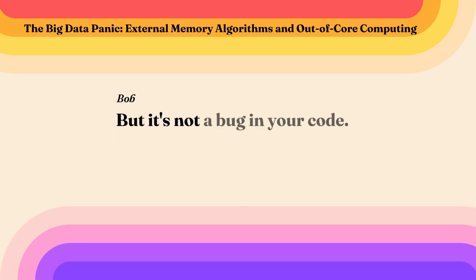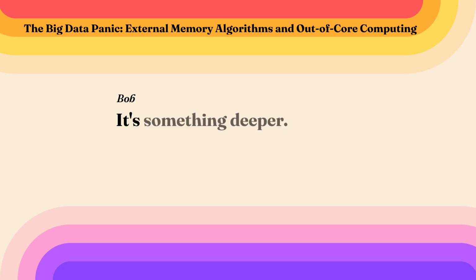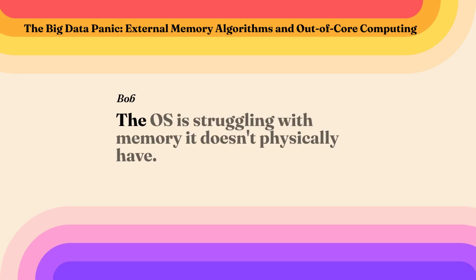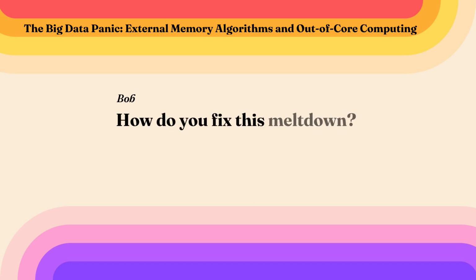Yeah, it feels like everything's broken. Exactly. But it's not a bug in your code, not usually. And it's probably not your CPU being too slow either. It's something deeper. The OS is struggling with memory it doesn't physically have. So for you, the self-taught programmer out there, what's going on? How do you fix this meltdown?